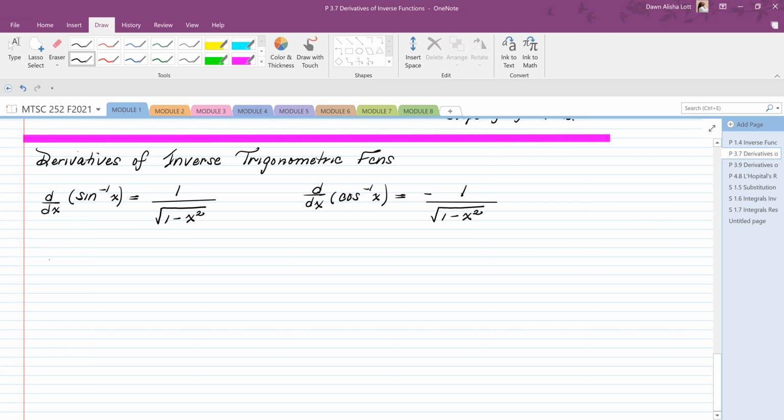Okay, the derivative with respect to x of the tan inverse of x is simply 1 over 1 plus x squared. And the derivative with respect to x of the cotangent inverse of x is -1 over 1 plus x squared.